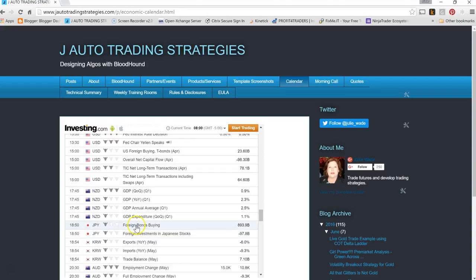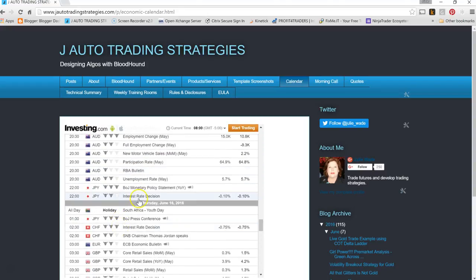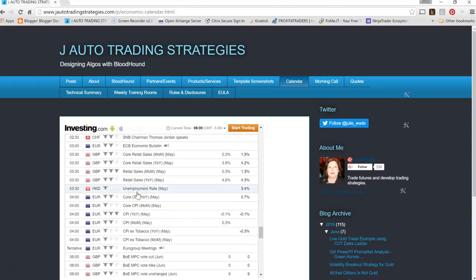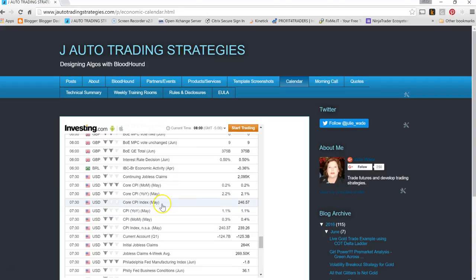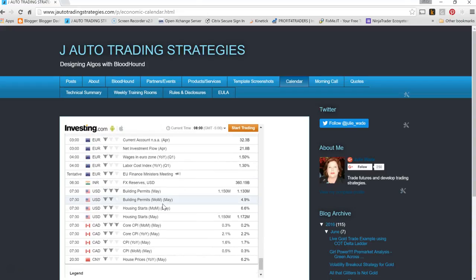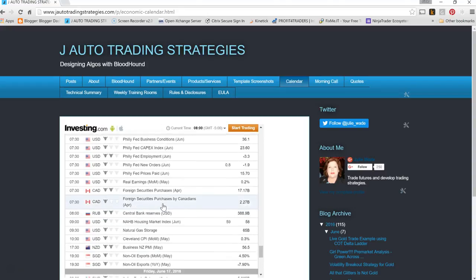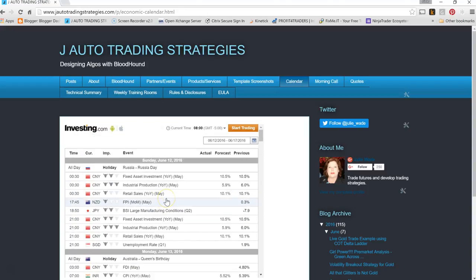And here's the foreign bonds buying and the foreign investments in Japanese stocks. So Wednesday is interest rate decision. Tuesday, Wednesday, and Thursday are going to be our trade days. Thursday again, Europe CPI. So the euro all over next week. And then I guess the Brexit is the week after that. So Tuesday, Wednesday, Thursday, Friday.